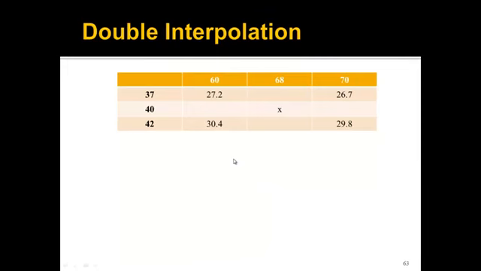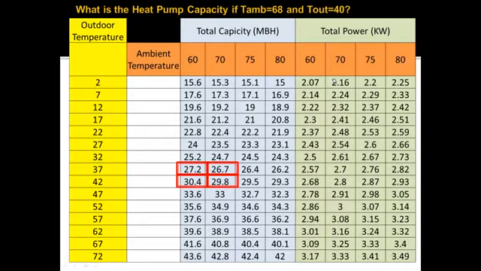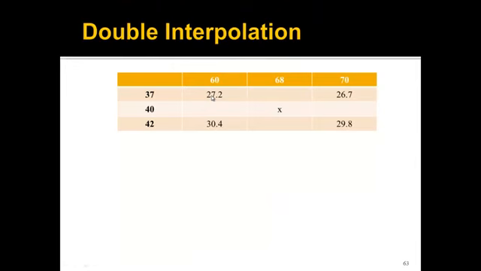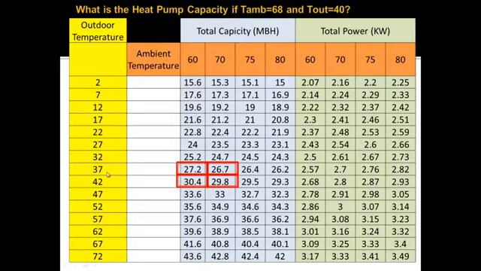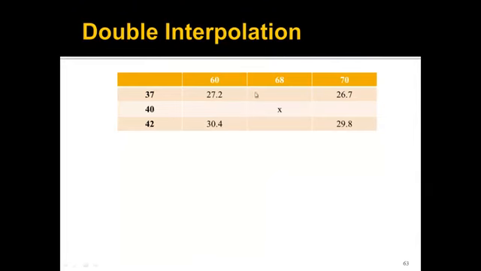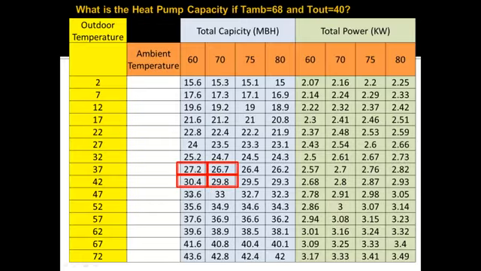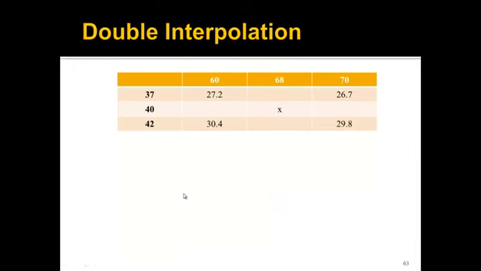I filled in the same four numbers. Here we have 60, 68, and 70. Those are the top numbers, except 68 is the one we're looking for, so that's why I filled that in between. On the left-hand side, I have 37, 40, and 42. You can see 37, then 40 is the number in between, then 42. And then I filled in the 27.2 and the 26.7. Those are the ones we know. Then I filled out the 30.4 and the 29.8. So this is the table we're going to work from for double interpolation here.